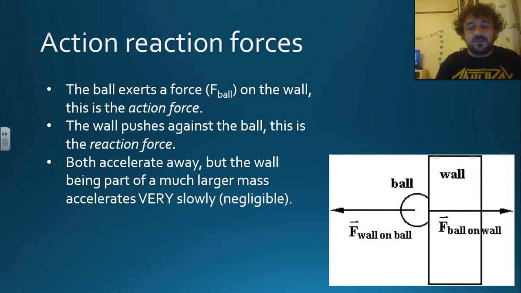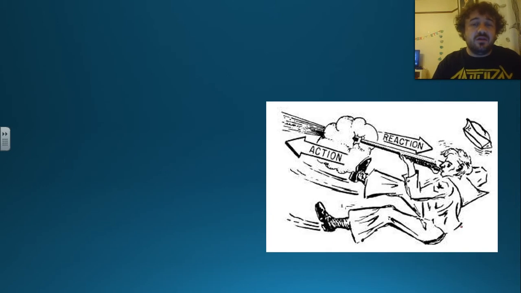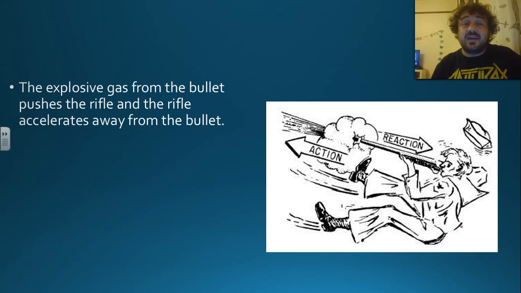Alright, so just quickly, it's the force from the wall which causes the ball to bounce away, not the force of the ball pushing into the wall. Alright, so here we've got a guy being blown off his feet. Explosive gas from the bullet pushes the rifle. Okay, so the bullet pushes the rifle, and it's the rifle that pushes the bullet. The rifle accelerates away from the bullet, and that's what we call recoil.